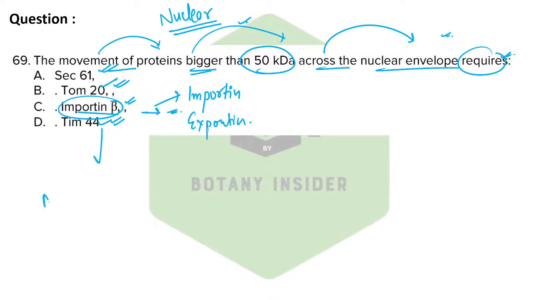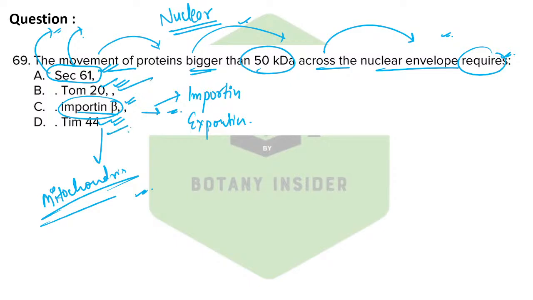Tim and Tom, these two are related to your mitochondria, right? They are related to the mitochondrial transportation, and Sec 61 is related when we learn about the protein sorting segment. Like in your cell biology there's a concept of protein sorting. At that time there's a concept of utilization of Sec 61, so that is also not involved. So Tim and Tom in mitochondria. In the case of your nuclear transportation, the movement of the proteins across the nuclear envelope requires importin beta. Is it clear to all? Yes or no? Just check. Very simple question.